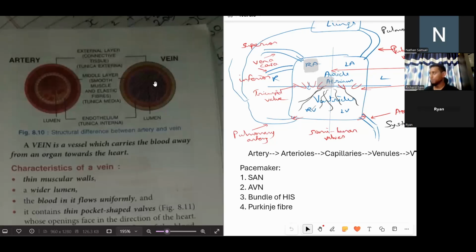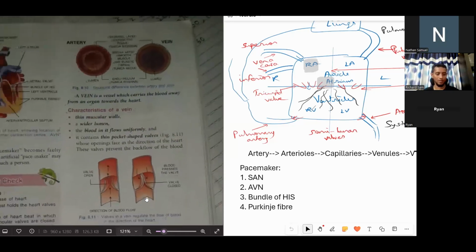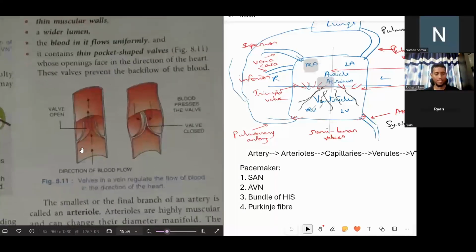Okay? But because of gravity, there's a high chance the blood could flow backwards. So to prevent the backflow of blood, there are valves. Valves only allow the blood to go one way. They do not allow the blood to go backwards. This is how a valve looks. Okay? See, this is up. Blood can go up through the valve. The valve just opens like that. But when the blood tries to go back, it closes and holds the blood, preventing it from going back down. You see this valve?